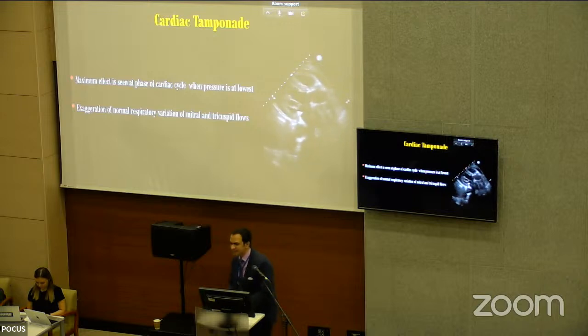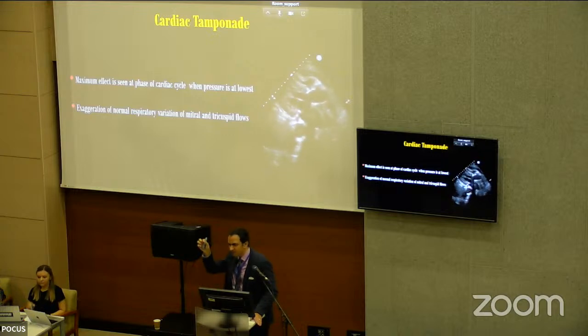You can actually see a tiny, tiny rim of pericardial effusion posterior to the heart, if you look very carefully. That is not extending posterior to the descending aorta. One more time. You can see a tiny rim of pericardial effusion posterior to the heart.